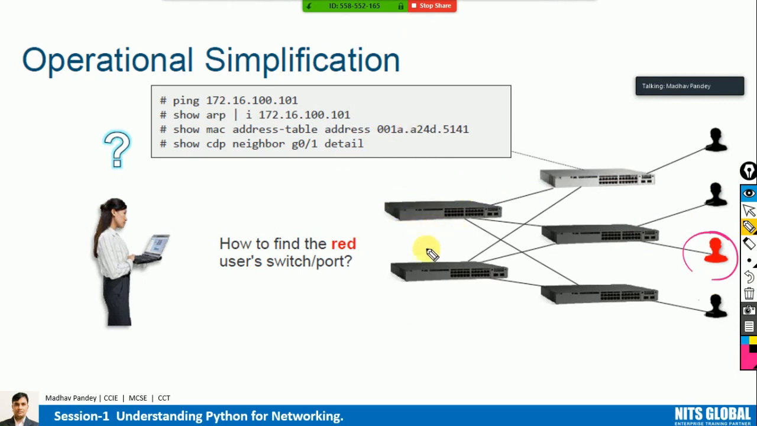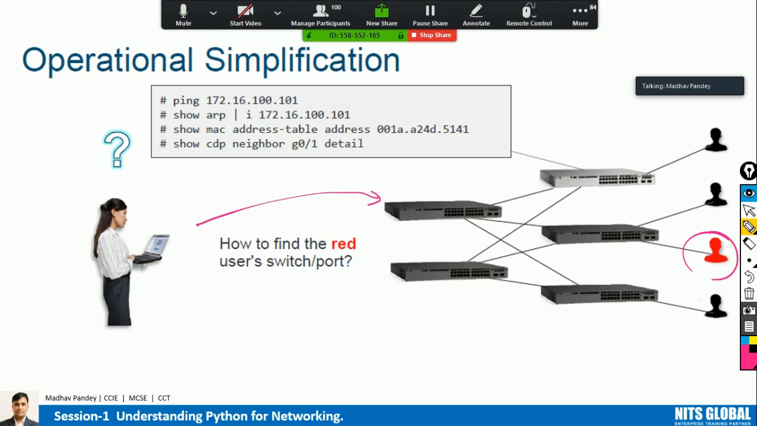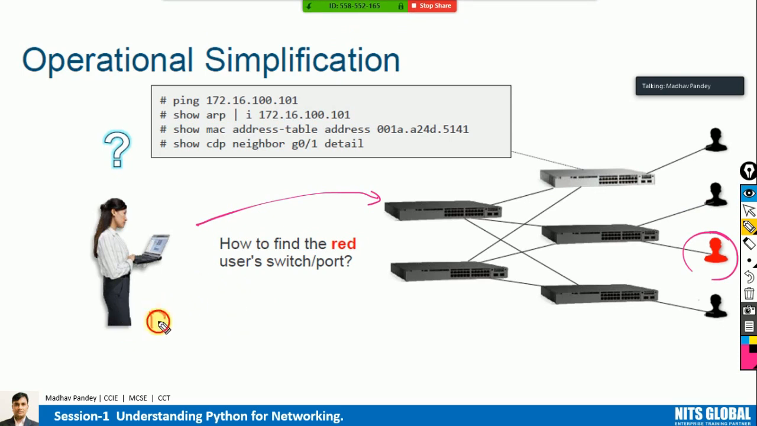How does that network process usually work? You are the user and you want to find that user. What will you do? How will you discover? Let's say you are in Infosys and sitting in one network. That red user is sitting very far away from you. Let's say you are sitting in building 1 and this guy is in building 10. How many devices are there in between? Maybe 10-20 devices. So how will you find that?